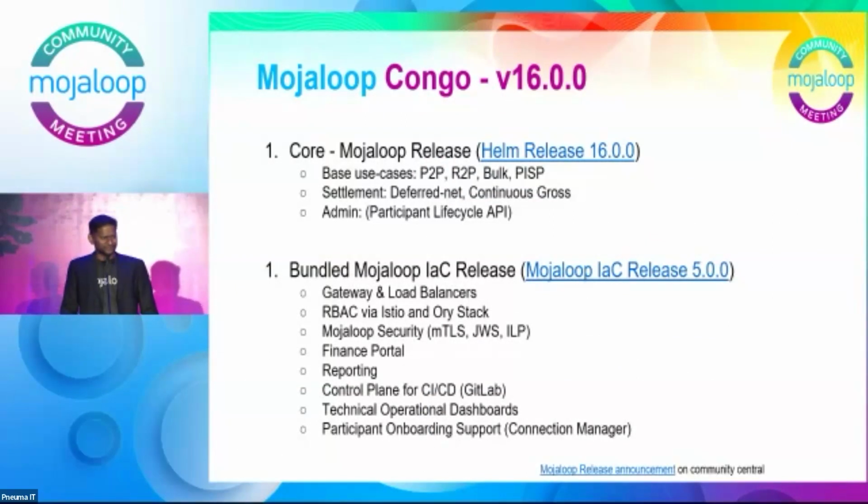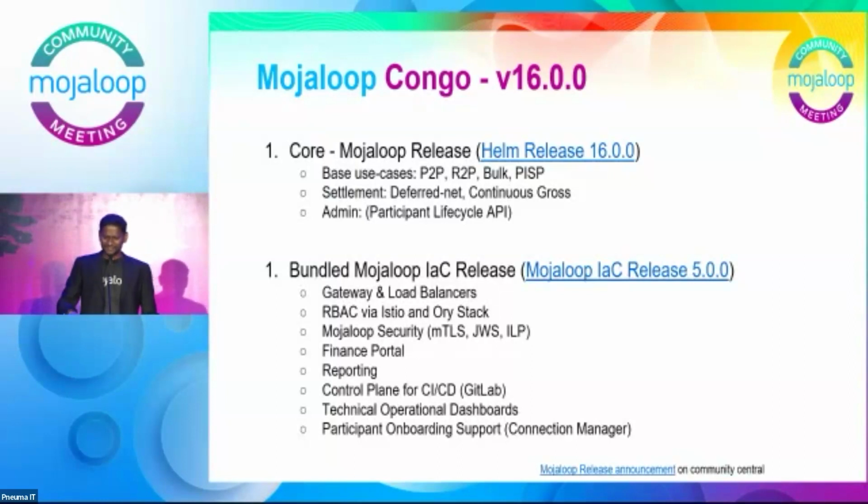So Mojoloop Congo version 16 is the Mojoloop release right now. A few days or weeks ago we had some polls where community members voted on the upcoming 4 Mojoloop releases. So the 4 we had were Mojoloop Acacia, Congo, Zambezi, and I think Limpopo. So we've used 2 of those, Acacia and Congo, and 2 are upcoming.